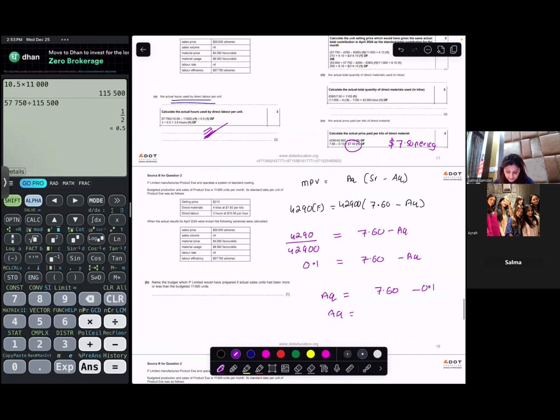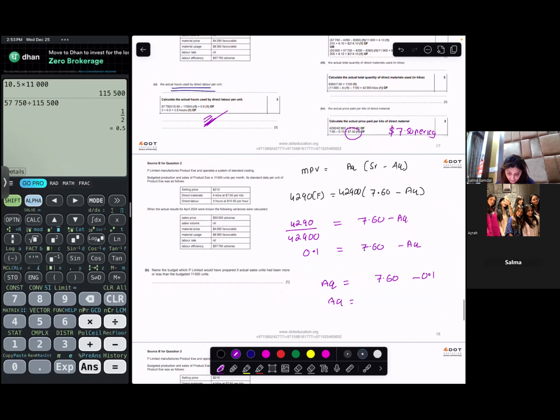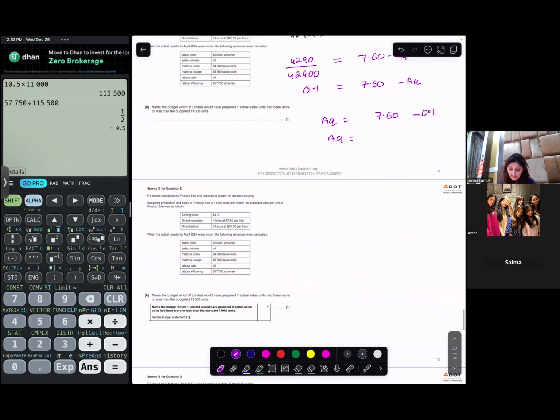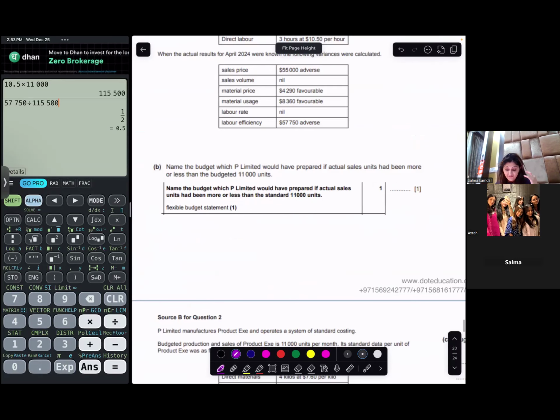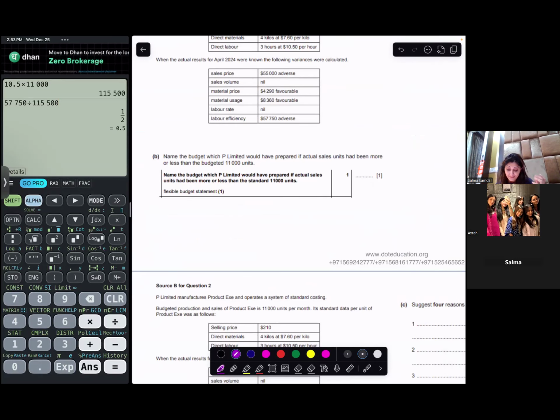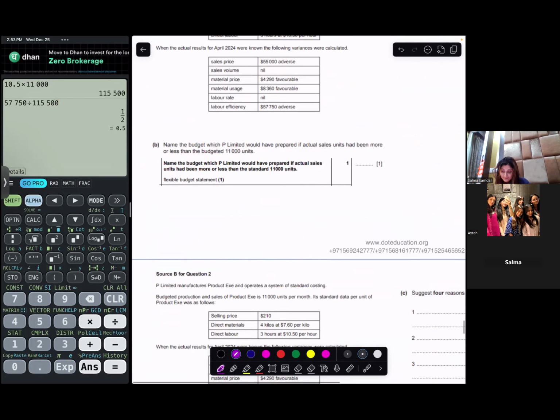Done. Now the B part. Name the budget which P Limited would have prepared if actual sales had been more or less than the budgeted units. It is a flexible budget statement.